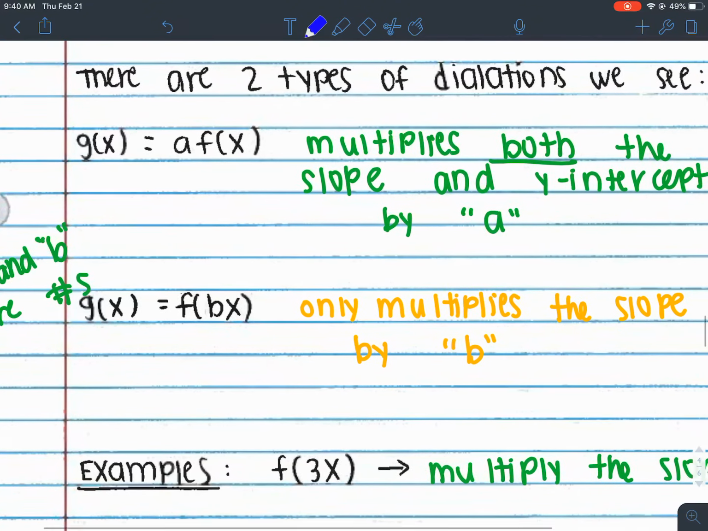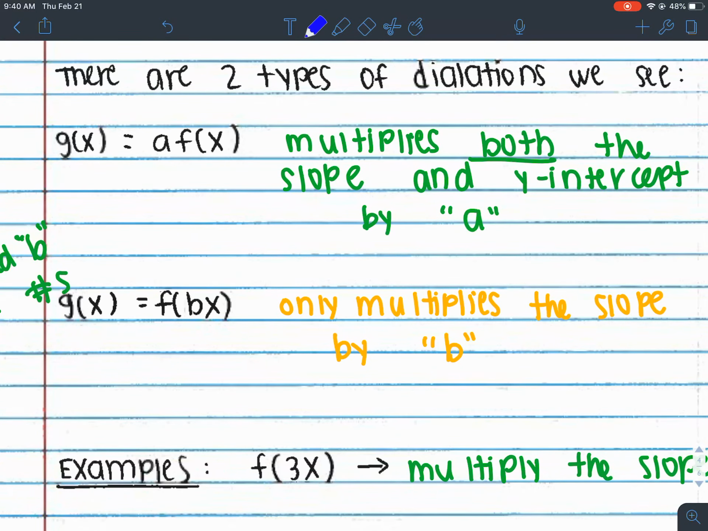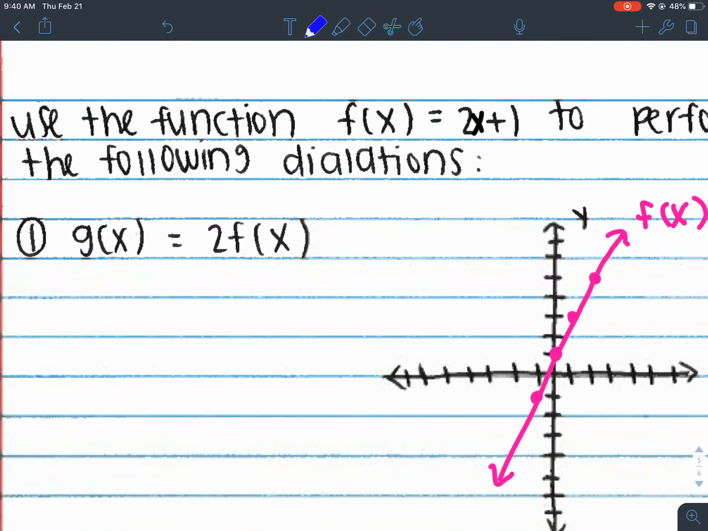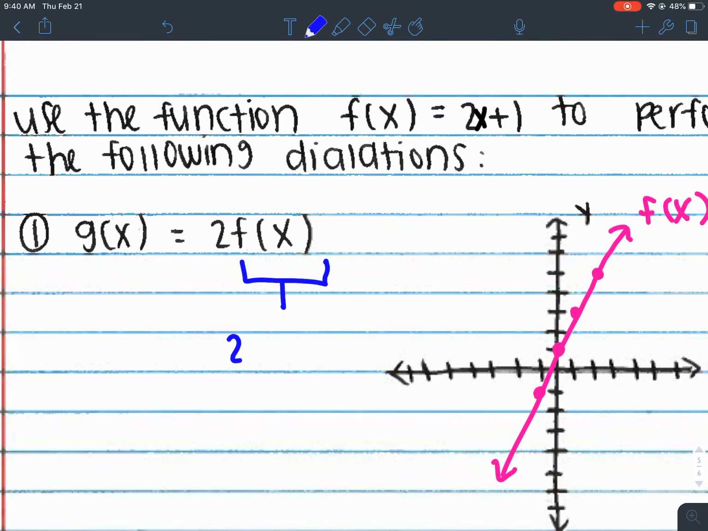So it's going to be the first one in green. If that's on the outside, it's going to multiply both my slope and my y-intercept. So I need to go back. Okay, so f of x is what? F of x is this up here. So it's going to be 2x plus 1, and I need to multiply the whole thing by 2. Okay, so I need to multiply both the slope and the y-intercept by 2.